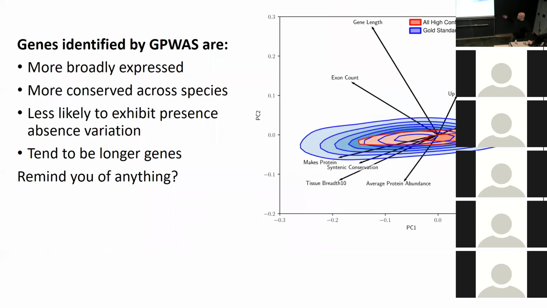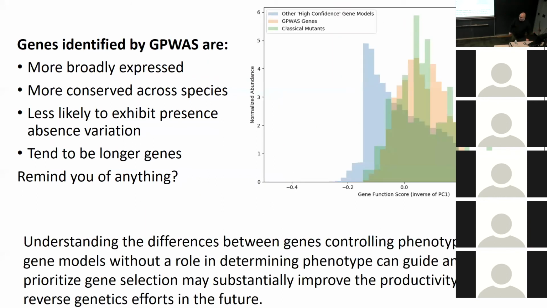And so we can take this figure that I showed you at the beginning of the presentation, and we can calculate essentially a gene function score, which is just the inverse of that principal component 1. So a score over here means you look more like a classical mutant. A score over here means you look more like the gene models that don't look like a classical mutant. You can see the distribution of all the gene models in the genome has a large peak over here. And both the classical mutants and the GPWAS genes exhibit similar distributions shifted towards this end of the spectrum.